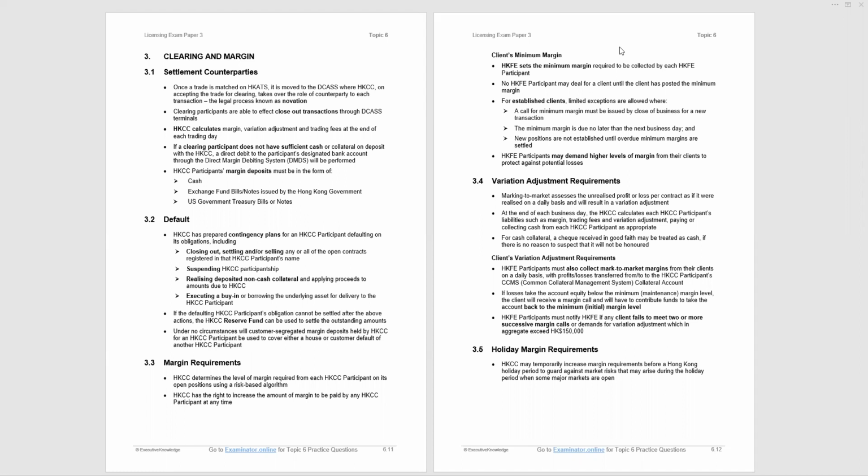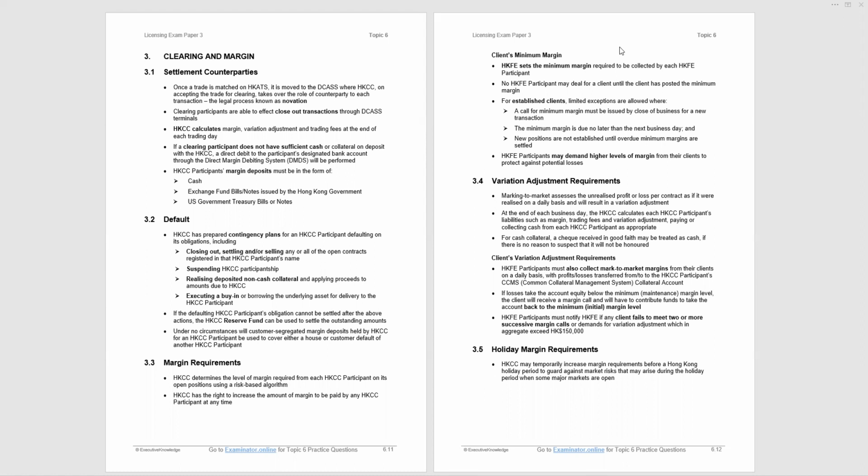Margin requirements. The clearinghouse determines the level of margin required from each clearing participant on its open positions using a risk-based algorithm. We're going to go into that in a lot of detail, but I would be wary about getting bogged down in it. The clearinghouse has the right to increase the amount of margin to be paid by the participant at any time. And this margin is a good faith deposit to cover potential losses on futures positions, because the settlement doesn't come until you close out the position. So the clearinghouse is holding margin to cover any potential losses.